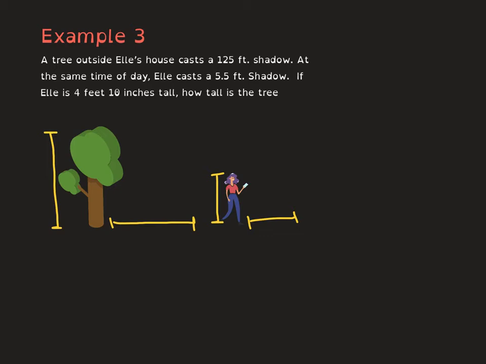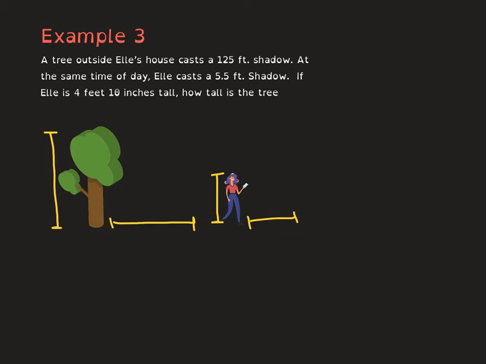In example 3, we have a word problem, and it says a tree outside L's house casts a 125-foot shadow. At the same time of day, L casts a 5.5-foot shadow. If L is 4 feet 10 inches tall, how tall is the tree? Before we begin this problem, though, setting up our proportion, we have to convert all the feet to inches because we're being given feet and inches, and it won't work doing it that way, not like it did in example 2.